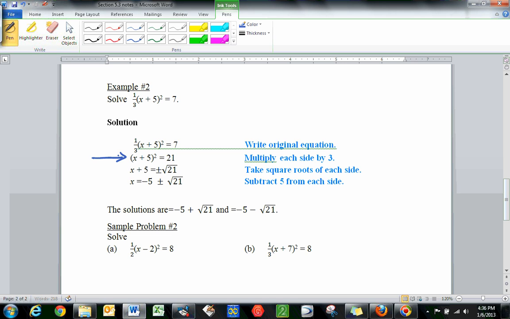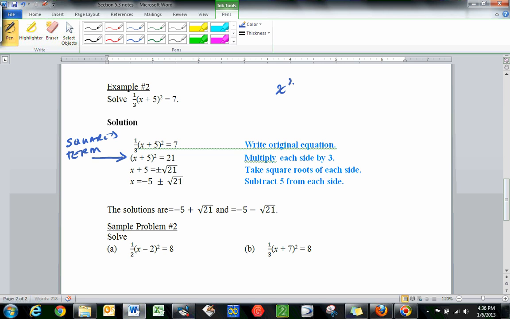Now, this is a very important difference here. Notice that when we do that, we don't necessarily have an x squared term. We have x plus 5, and that whole thing is squared. Now, we do not want to expand this. Keep in mind this is a squared term, we've isolated the squared term.